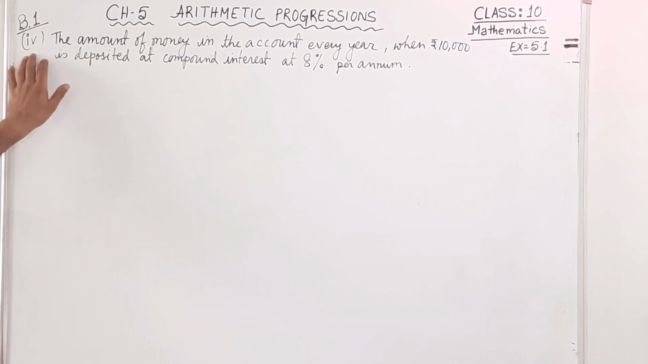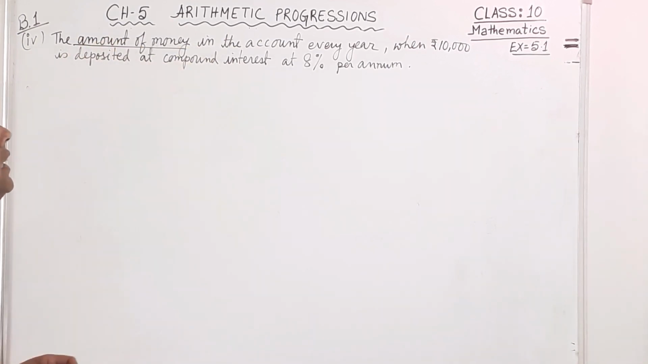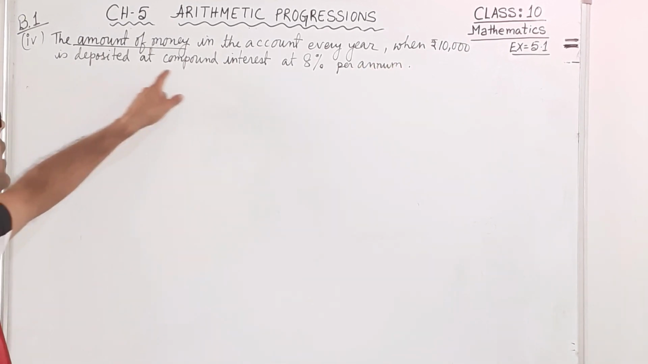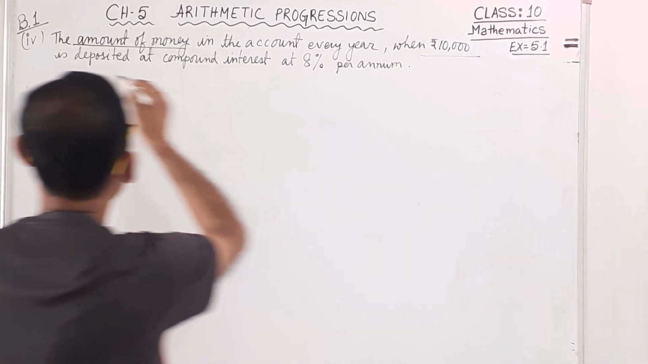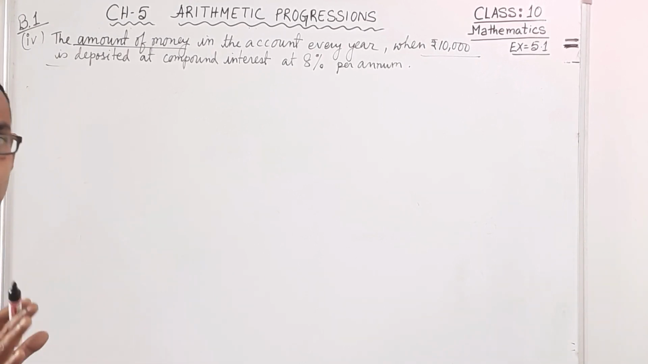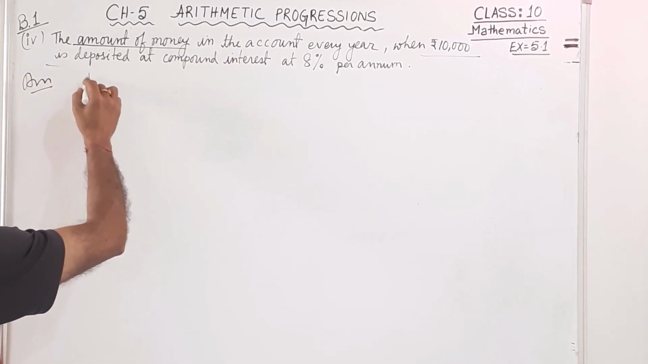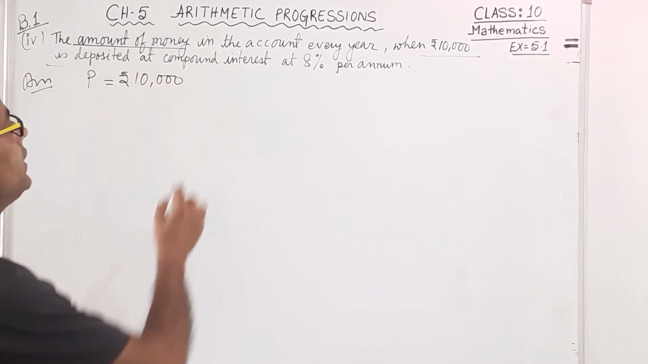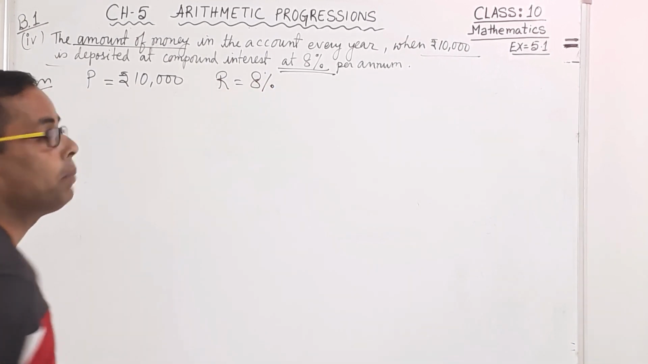The fourth one, Roman 4, they are talking about the amount of money in the account every year. Okay, when rupees 10,000 is deposited at compound interest at 8% per annum. So you are depositing 10,000 rupees. This is a sum of class 8, compound interest sum. So how to solve it? Rupees 10,000 will be the principal. Understanding or no? And this is the rate of interest. So rate of interest will be 8% per annum.